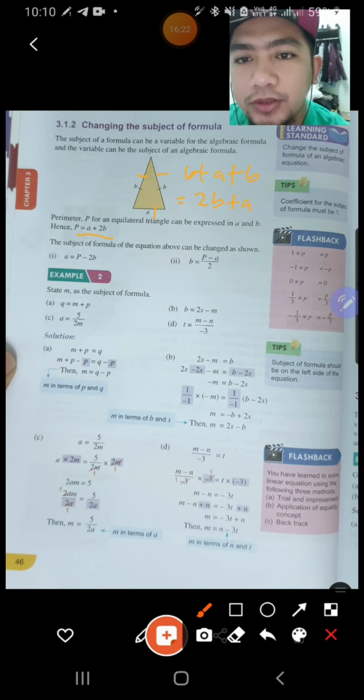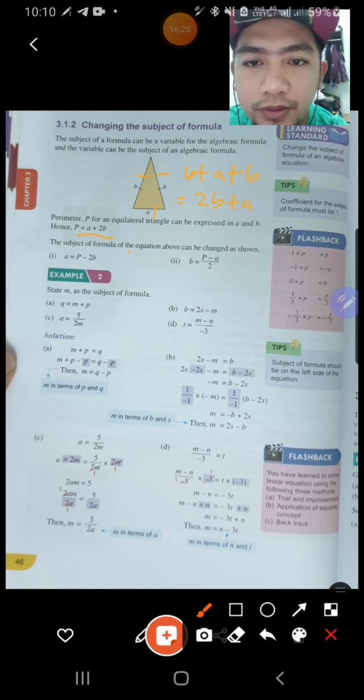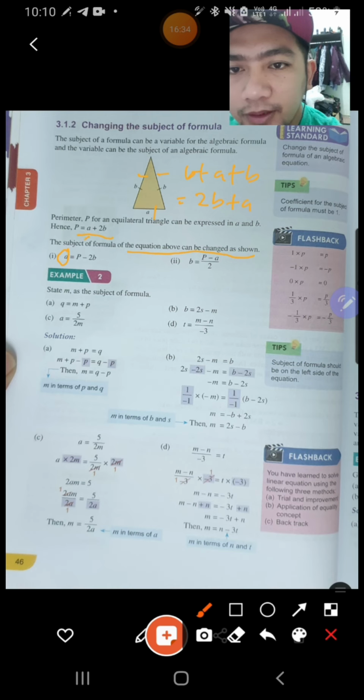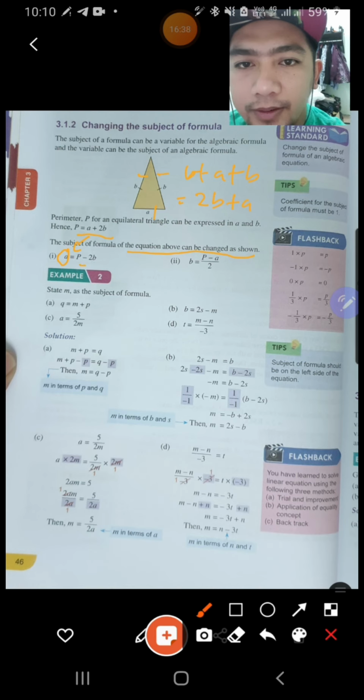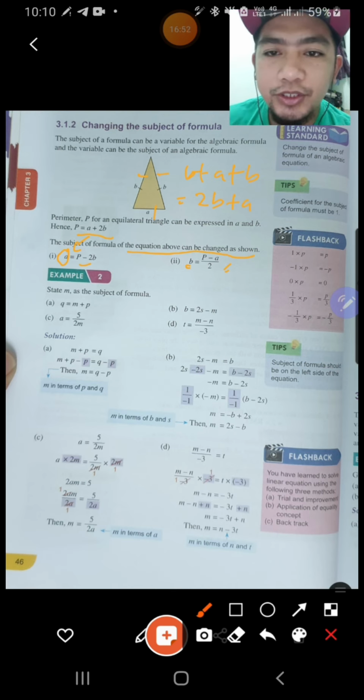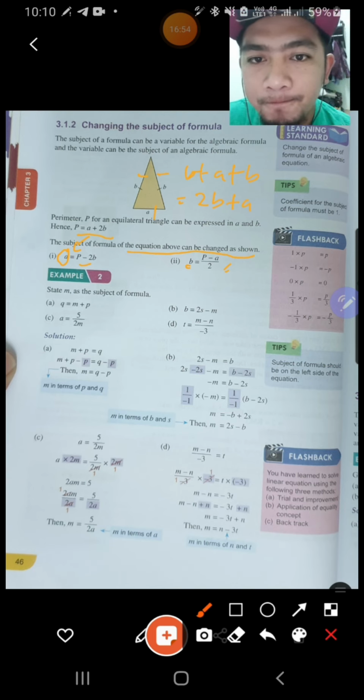So the subject of formula of the equation above can be changed as shown. A can be the subject of formula. So from here A equals P minus 2B. When B becomes the subject of the formula, the variable is P minus A over 2. It's like what the teacher showed before, right?